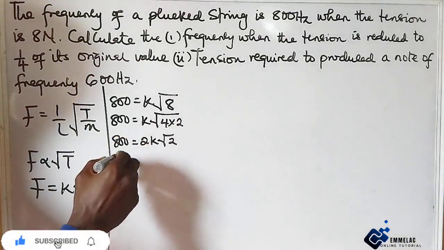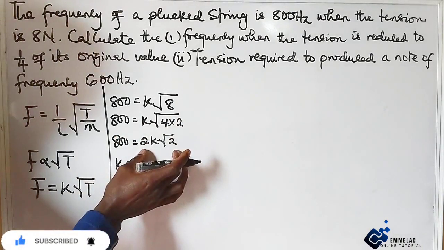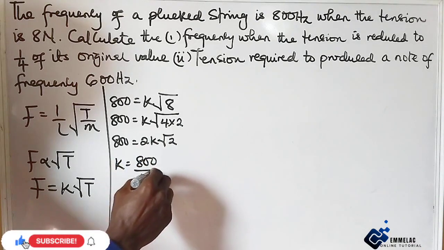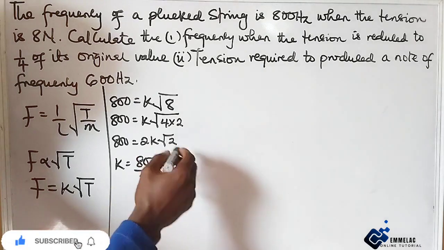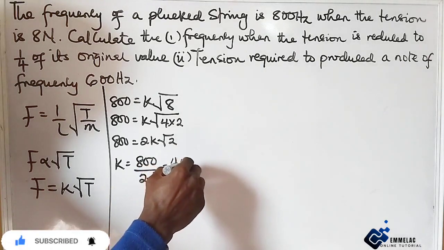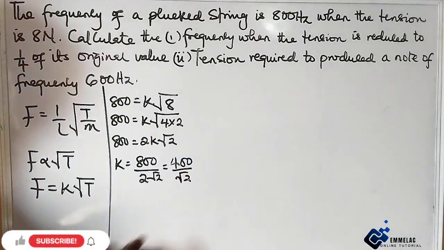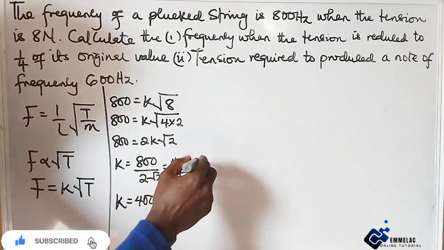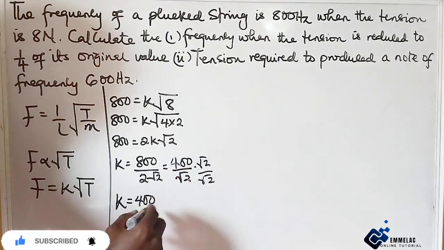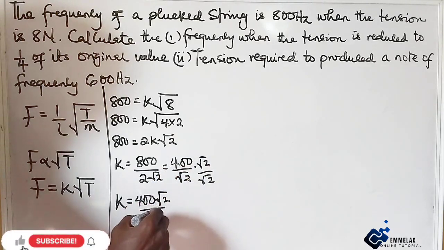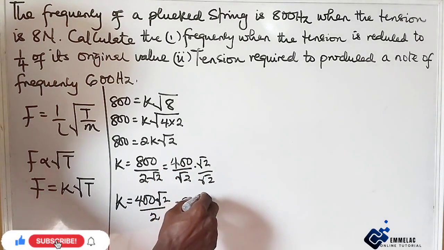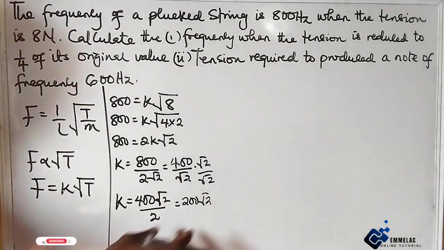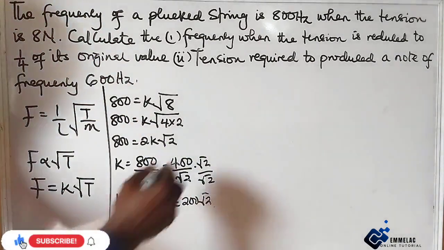So our K here will be found by dividing both sides by 2 root 2. So here you have 800 over 2 root 2, which will give us 400 over root 2. And take note, you can't leave this because of the surd. So K will give us 400 over root 2, which we rationalize by multiplying top and bottom by root 2, giving us 400 root 2 over 2, which at the end of the day gives us 200 root 2. So this is the value of the constant, and as such, we will now implement this in the subsequent question.